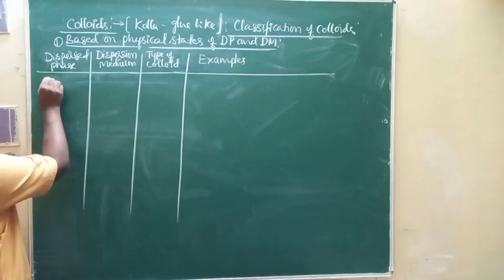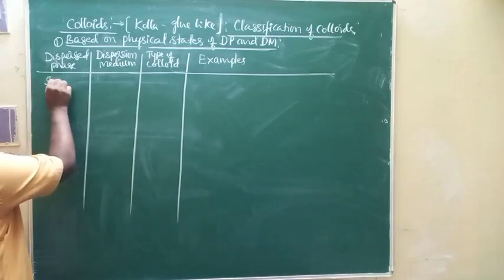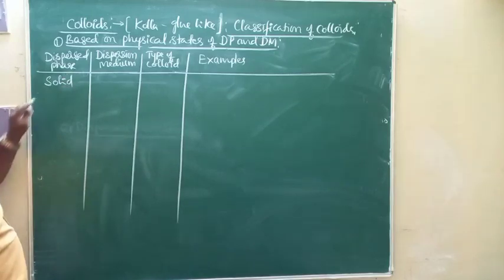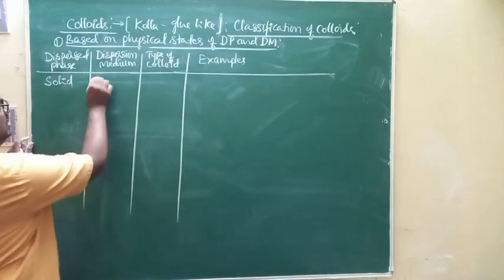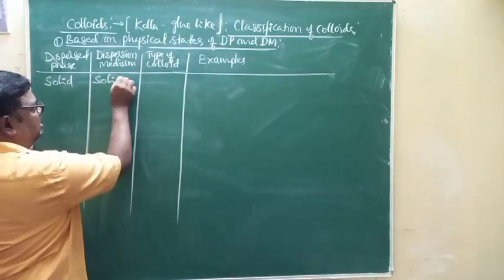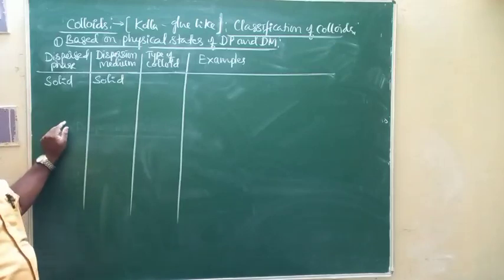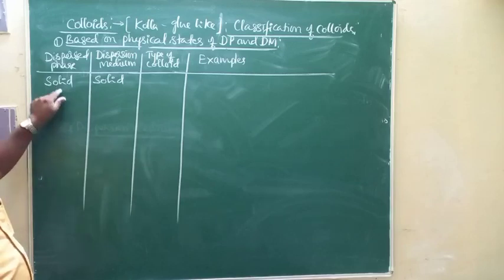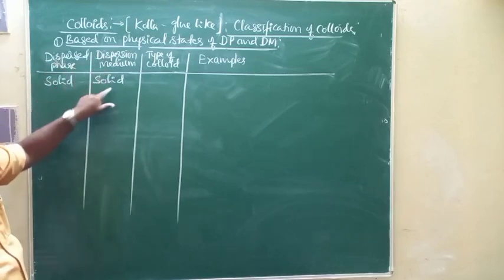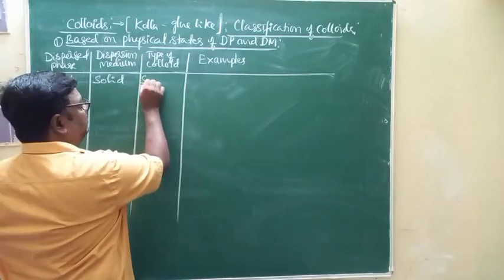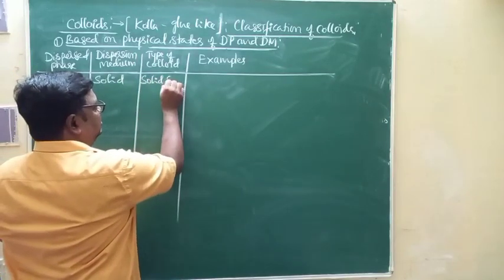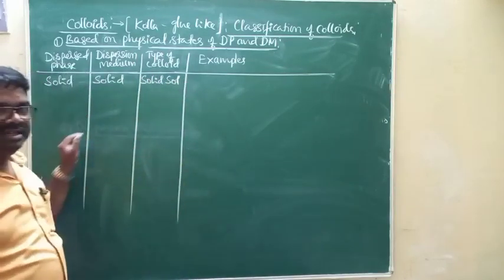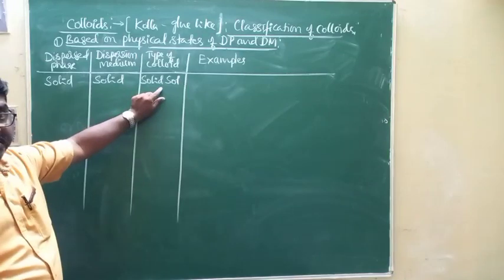Okay, now first it will be the first type. In the first type, solid will be disperser phase, and solid is dispersion medium. If the colloidal system is formed by solid disperser phase and solid dispersion medium, that type of colloid we call solid sol. The type of colloid will be solid sol.